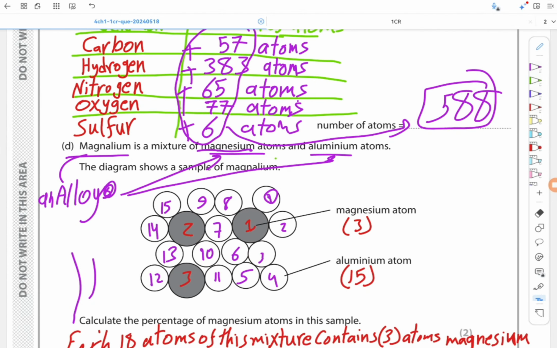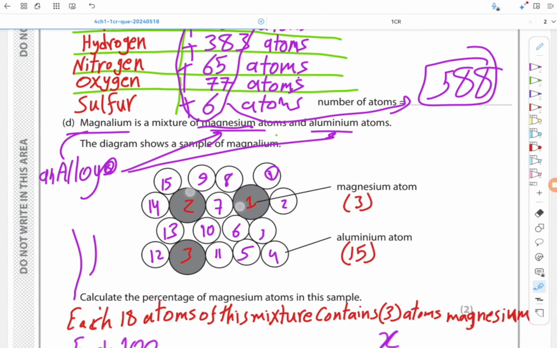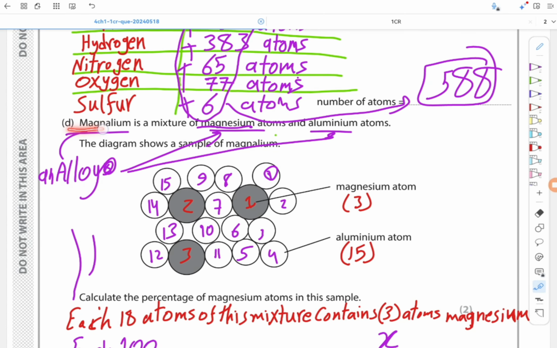Let's move to the next question. Next question, we have something called magnesium. Magnesium is an alloy, my friends. How do I know it's an alloy? I read the whole question. It is a mixture of magnesium and what? Magnesium and aluminum. So it is made up of two chemical materials. One of them at least is a metal, and this is exactly the definition of an alloy.